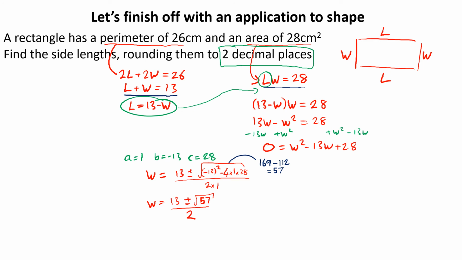But we want this to 2 decimal places, so we're going to type that into our calculator, and we're going to get 10.27 and 2.73. However, we also want the lengths, so we should use the equation we worked out way back when, that L is 13 minus W. Substitute that in there, take these away from 13, and we'll get 2.73 or 10.27. That should be what we expect, because basically the two rectangles that will work for this will be the one where the 2.73 is the base, or sometimes it's the height, and obviously the other side just swaps over as well. So we should have our sort of final answer here.